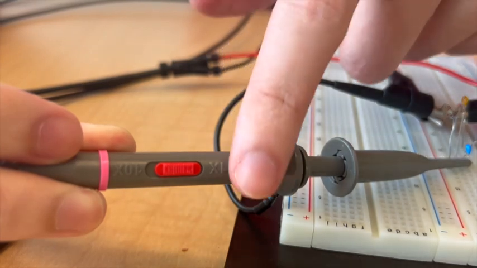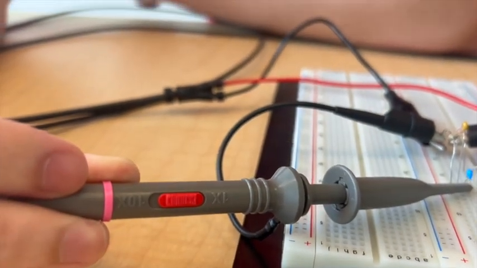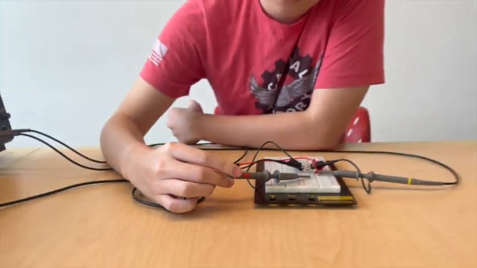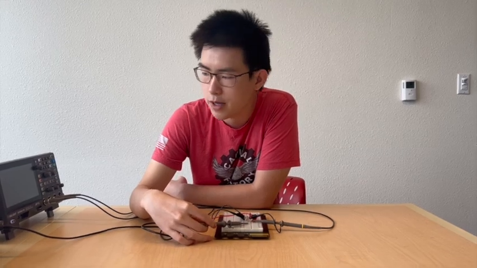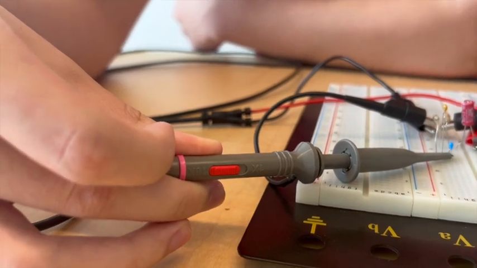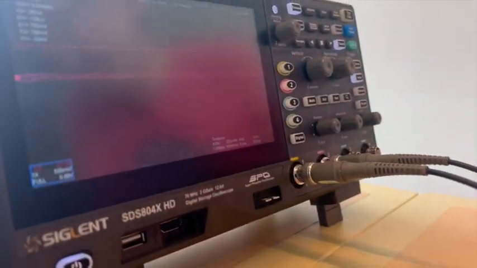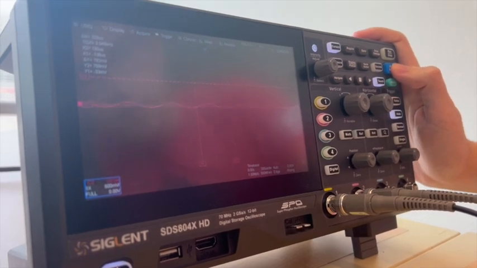And then when we flip it to 10x, we will change the impedance of the probe, which changes the impedance of the oscilloscope, or how the oscilloscope views the circuit. And then you'll get a slightly different measurement. So we will flip this. So now that we flipped it, let's take a look at our oscilloscope, and we get to see something a little bit different. Our signal looks a little bit more dampened now.